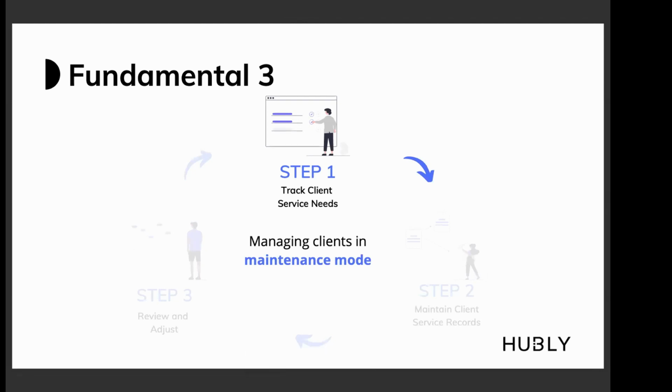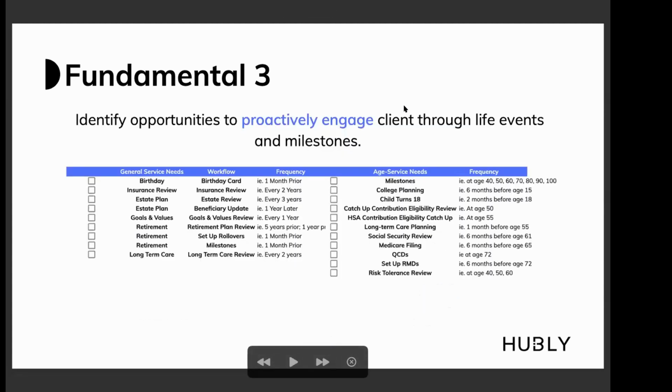And so when it comes to tracking client service needs, ultimately the goal here is that you want to deliver a more proactive instead of reactive service to your clients. You don't want any events sneaking up on you, and you want to know which opportunities to provide value to your clients are coming up. And so what we see our advisors do really well is they actually document all the general service needs that they have for clients, such as doing an insurance review every 2 years, an estate plan review every 3 years, looking at the retirement plan every 5, etc.